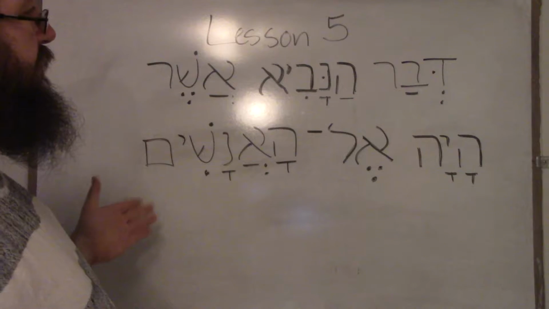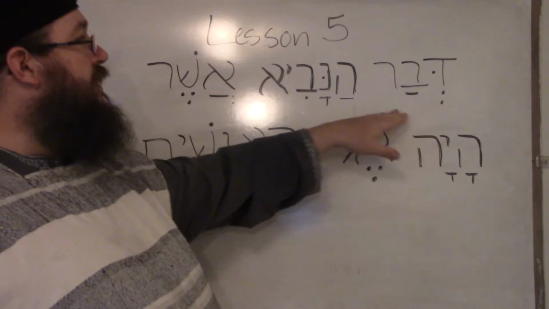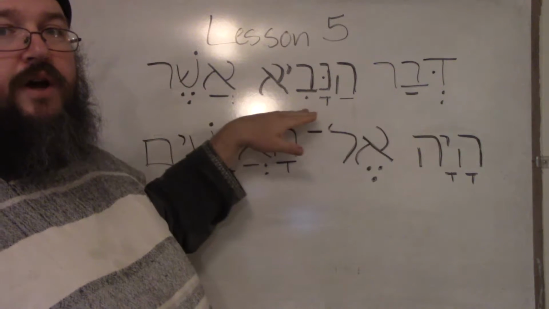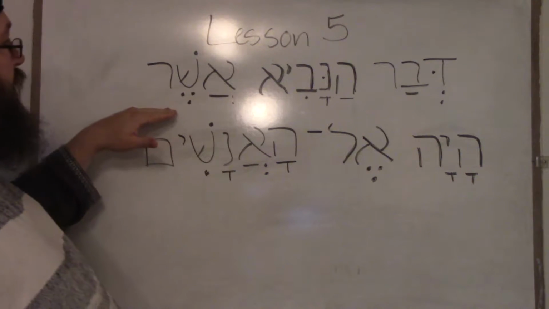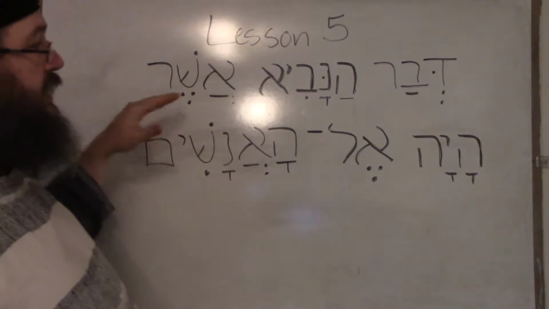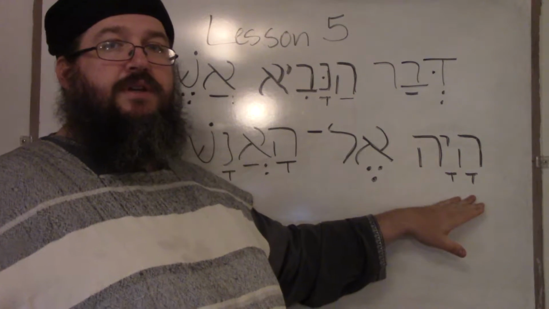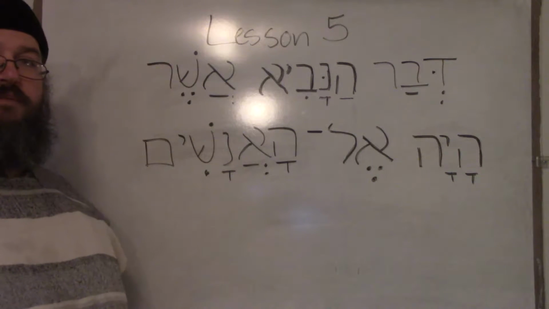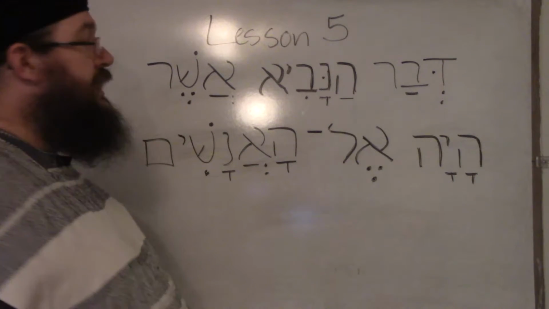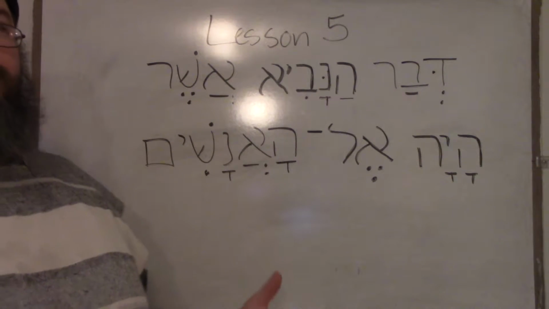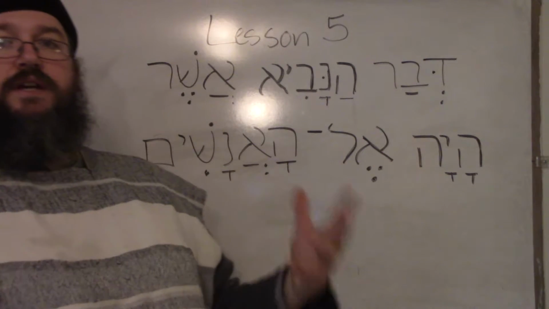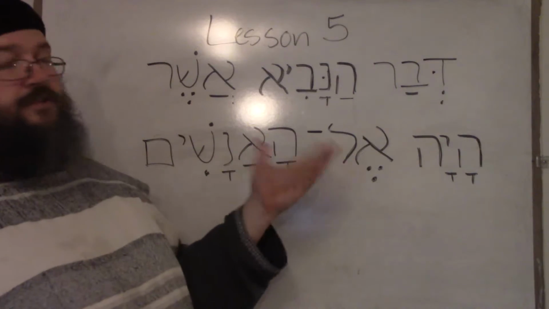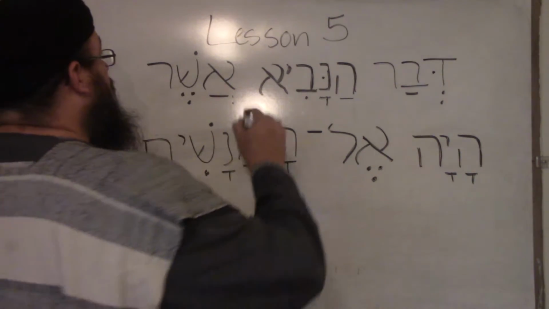So let's read our sentence here. Devar Hanavi, the word of the prophet, asher, which haya, happened, el, unto ha'anashim, the men. Now we're going to break apart this sentence and begin to understand the structure that's going on here. So let's look at the first part. The first part we're going to have is right here.